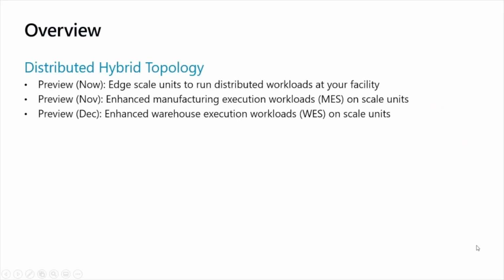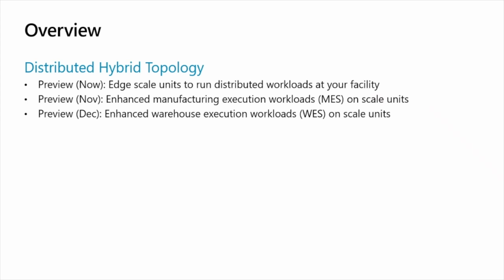So we're going to start with our distributed hybrid topology area. This is formally referred to as cloud and edge or cloud scale units. And so going forward, I believe you will hear it referred to as distributed hybrid topology. So what I have listed here, you'll see that as of today's date here at the end of October, these features are still in preview.